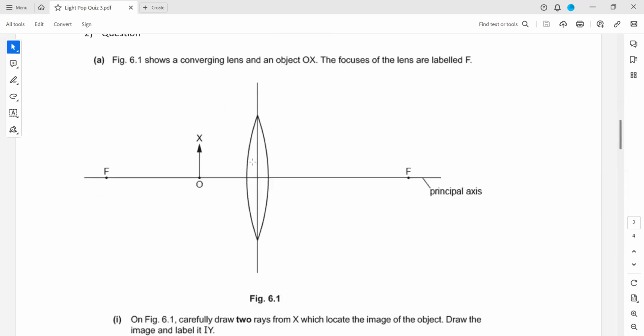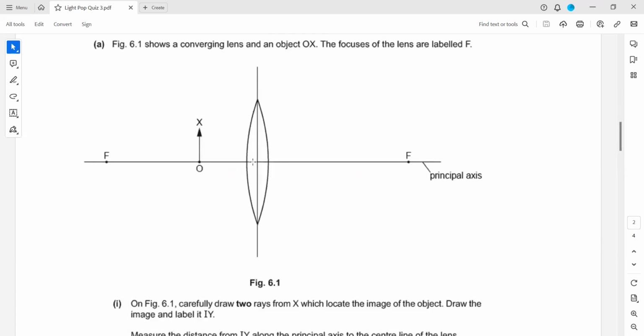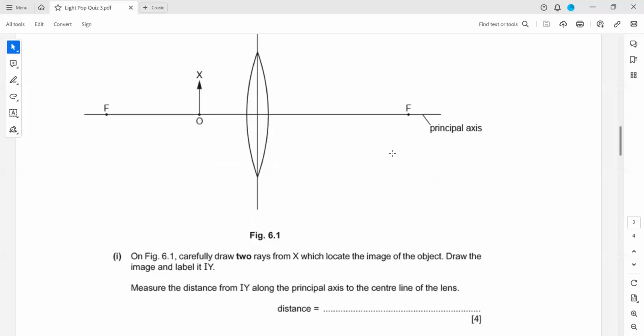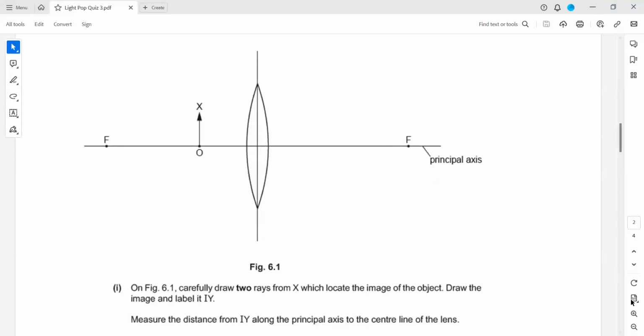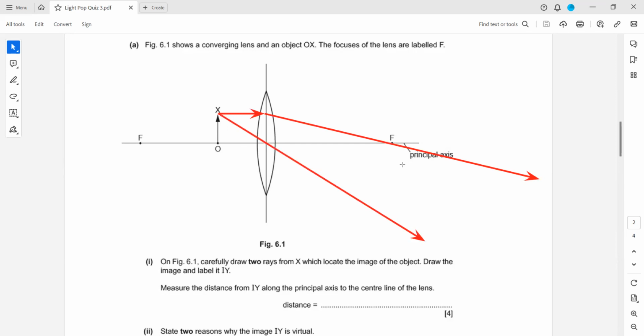The next question is related to a convex lens. Figure 6.1 shows a converging lens, and the object OX is there, which is between the focus and the lens. On the figure, carefully draw two rays from X, locate the position of the image, and measure the height of the image, which is IY. So first, the parallel light ray should pass through the focus. One through the center of the lens will pass straight. So these two light rays will never intersect or meet.